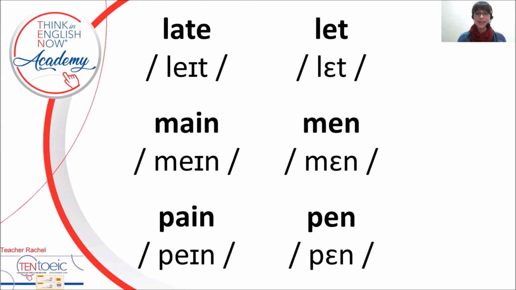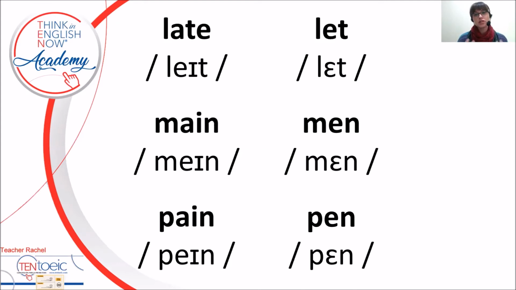All right, next one, late. Late is the opposite of early. It's when we're past the amount of time. So I have to be at work at 8 o'clock in the morning. But today I arrived late. I arrived at 8:30. So after 8 o'clock, late.